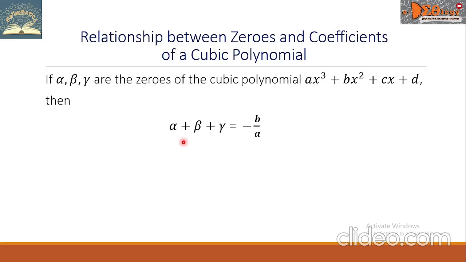Then alpha plus beta plus gamma equals the negative of the fraction b over a. Next, alpha times beta plus beta times gamma plus gamma times alpha equals c over a. Next, alpha times beta times gamma equals the negative of the fraction d over a.